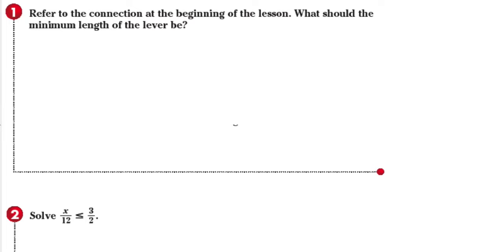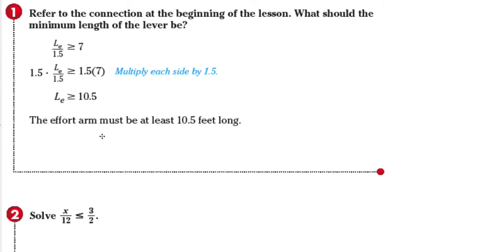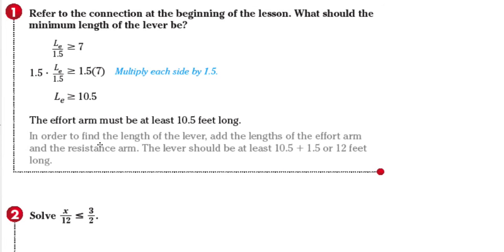Going back to that example, let's go back to our inequality, which is L sub E over 1.5 is greater than or equal to 7. We want to solve for L sub E, so we need to multiply both sides by 1.5. Multiplying each side by 1.5, L sub E is now greater than or equal to 10.5. So the effort arm must be at least 10.5 feet long. In order to find the length of the lever, add the lengths of the effort arm and the resistance arm. The lever should be 10.5 plus 1.5, or 12 feet long.